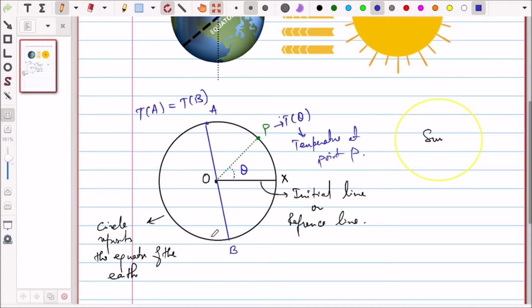So the temperature at any point on this equator can be taken in terms of theta, where theta is the angle that the line joining the center of the equator and that point makes with OX in the anti-clockwise sense. For example, let us take a point Q which is directly opposite to P.